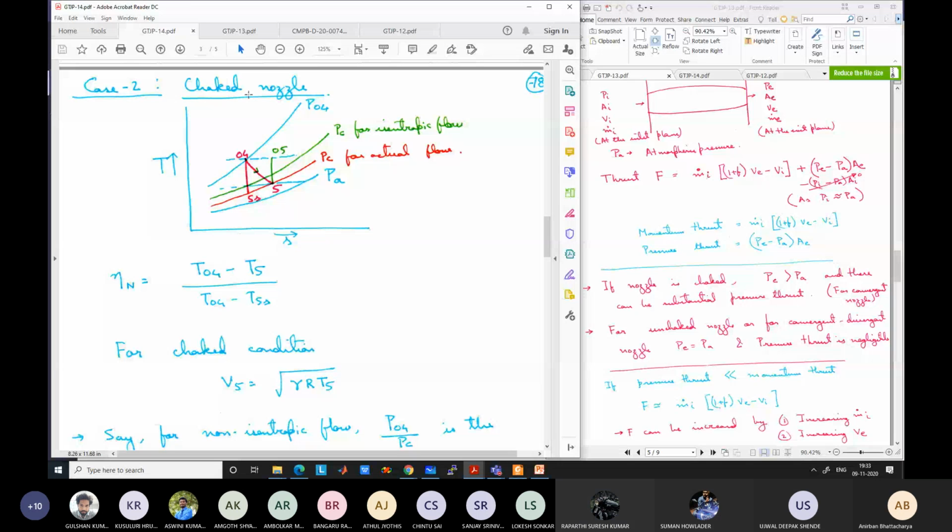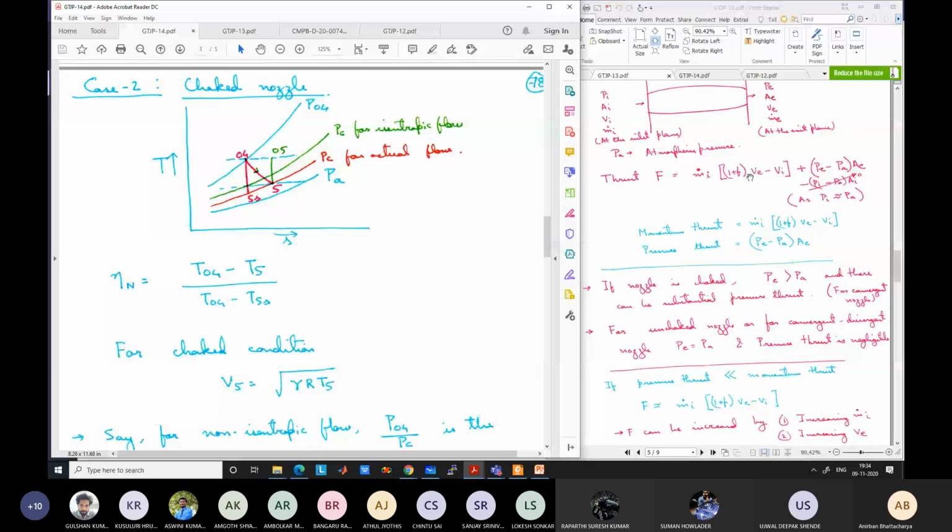Okay. So first we will try to find the momentum thrust. The mass flow rate is already known to us. The fuel-air ratio we have already calculated based on the combustion chamber process. Vi is already known to us. So the only unknown is Ve. So how to calculate Ve for the choked condition? Ve is nothing but the exit velocity from the nozzle, right? So it is equal to V5.